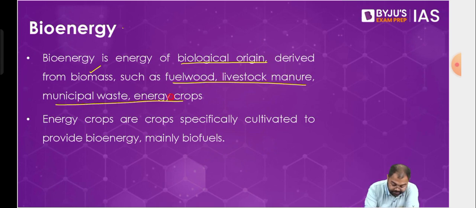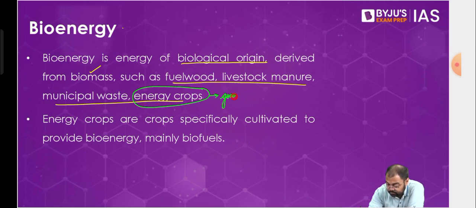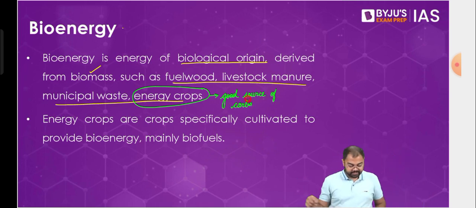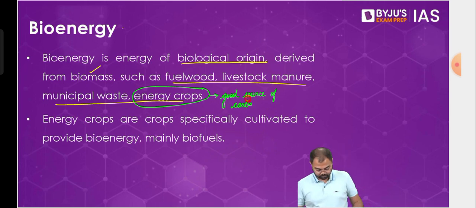Especially, let's say when we say that something is an energy crop, the meaning of energy crop is that it's a good source of carbohydrates. That's why they will be called energy crops, because that's the role of carbohydrates, correct? What does carbohydrate do? Can you tell me what is the role of carbohydrates in our body?